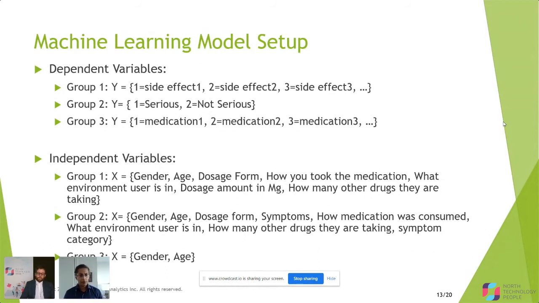And then the independent variables for group number 1 were gender, age, your dosage form, how you took the medication, what environment you're in, the amount of your dosage, and how many other drugs you're taking. Group number 2 is similar. The only difference is how many other drugs you're taking and the symptom category. And then for group number 3, drug interaction, it is your gender and age.